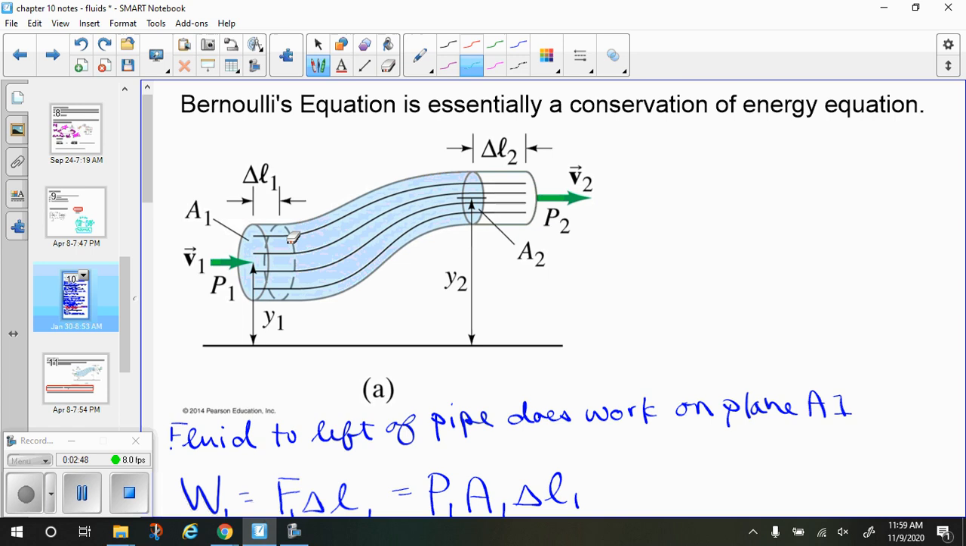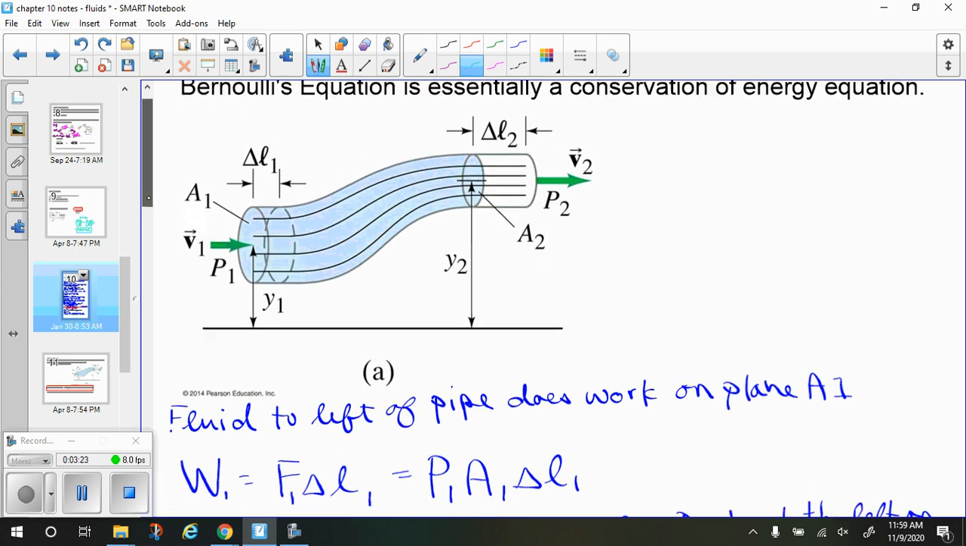So here's the situation we have. We have a tube with a given diameter, and there's fluid flowing through this tube. Then the tube goes up, so its position in the gravitational field is changing, and the tube constricts. So there's going to be a velocity of the fluid coming in, velocity of the fluid coming out. Each fluid has a y value, a position in the gravitational field. Each tube has an area measurement. Each tube has a pressure at these different points. And let's apply conservation of energy.